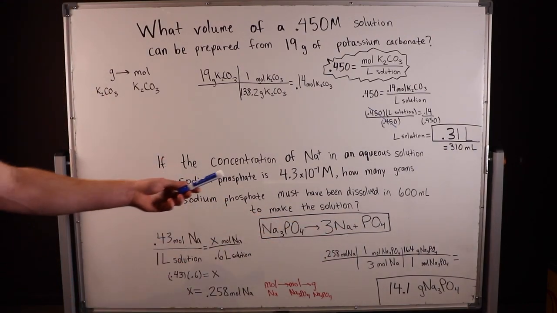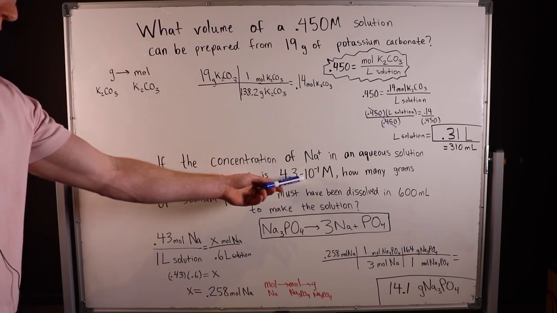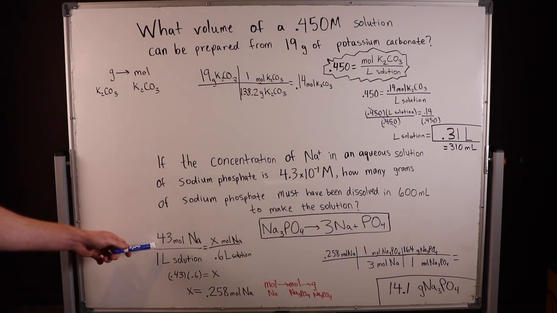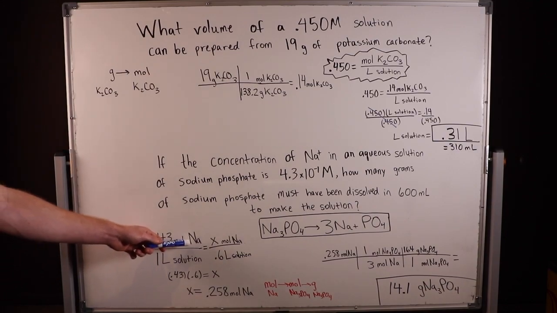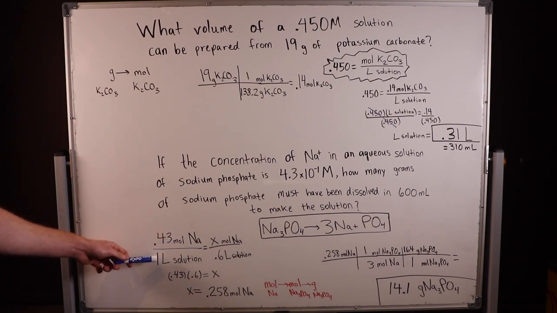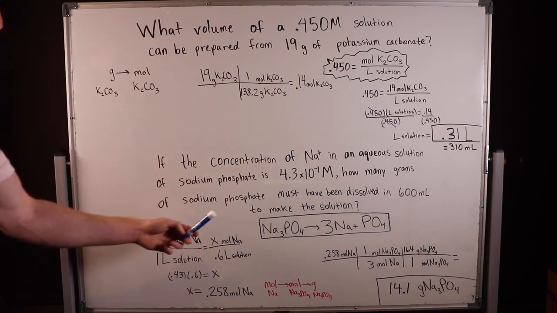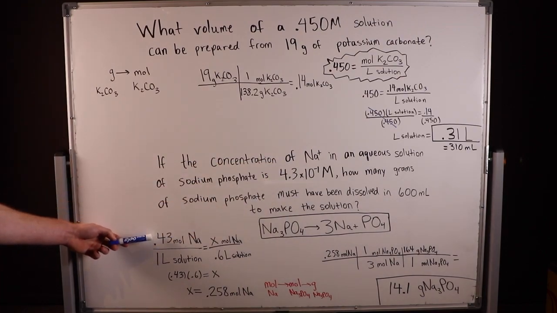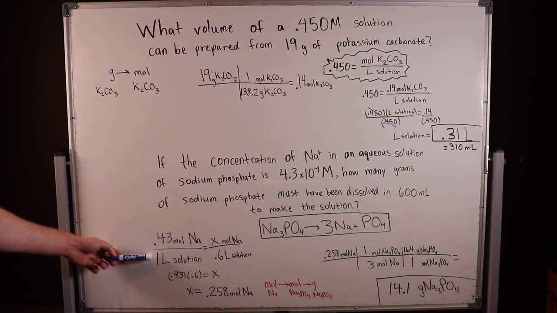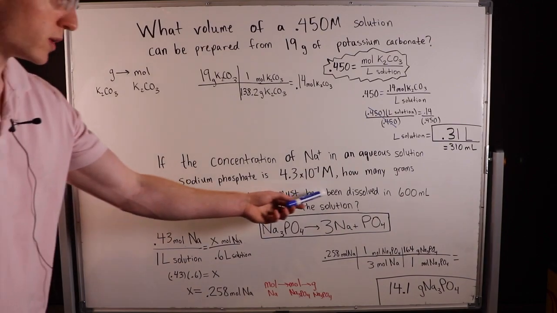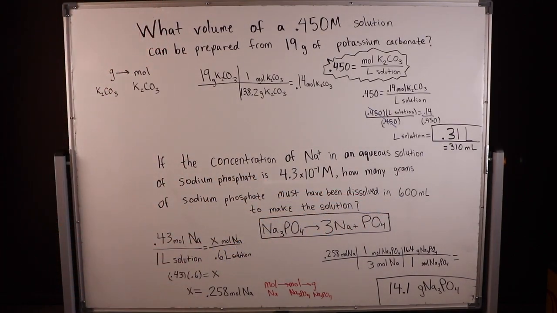So the first thing I'll note here is that they told us 4.3 times 10 to the negative 1 is the molarity. Well, what does this mean? This means that 0.43 moles of sodium are in this solution for every 1 liter of the solution, right? This is the concentration of sodium. So 0.43 molar sodium per 1 liter of solution. But we didn't have a full liter of solution, right? They told us that we had 600 milliliters of solution.